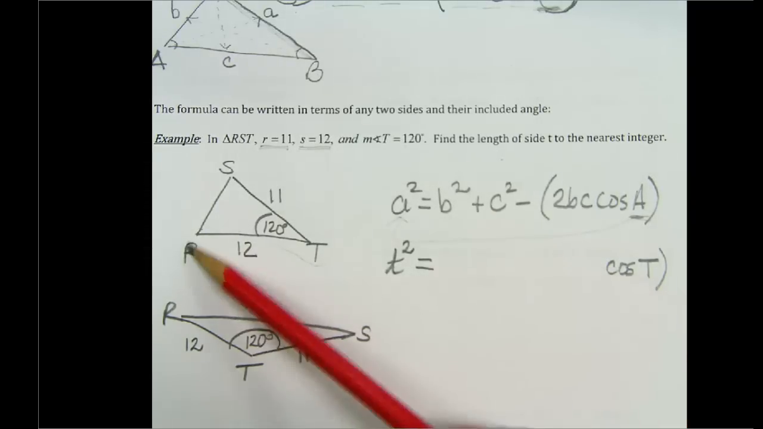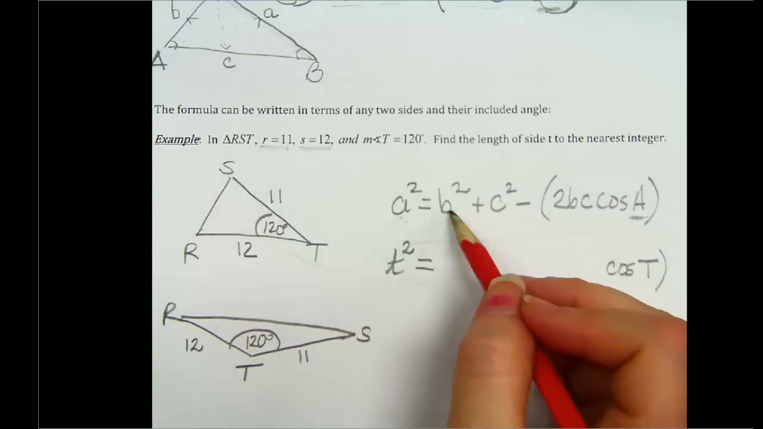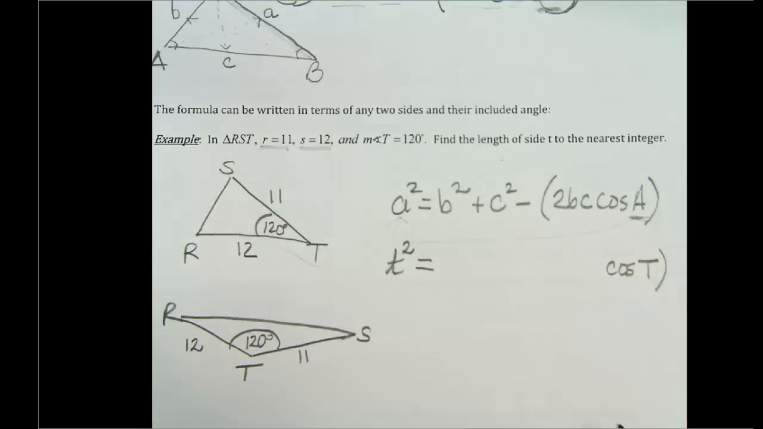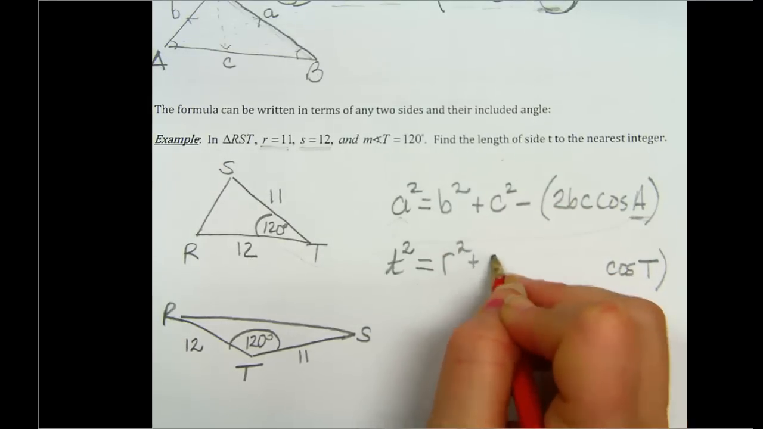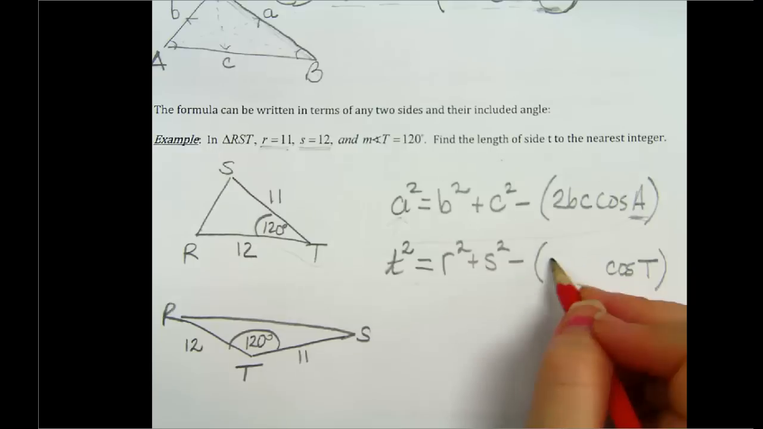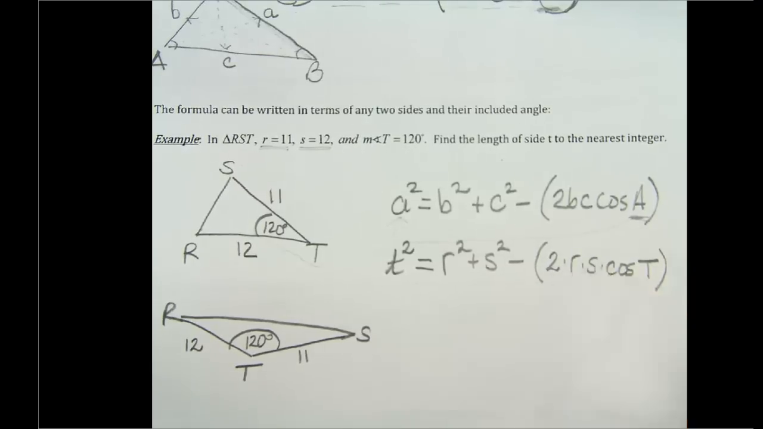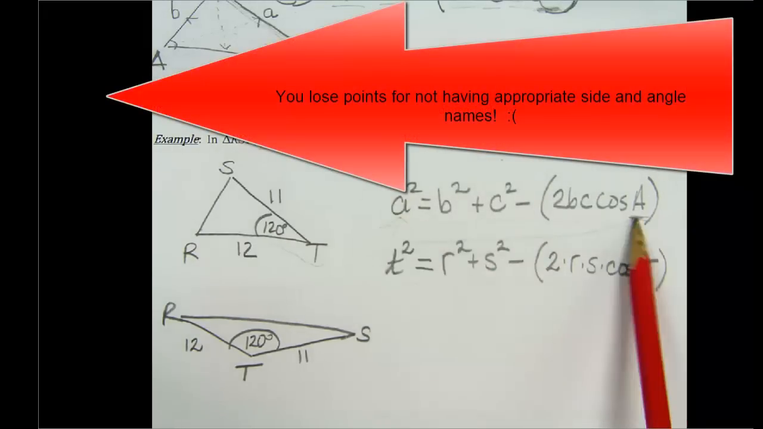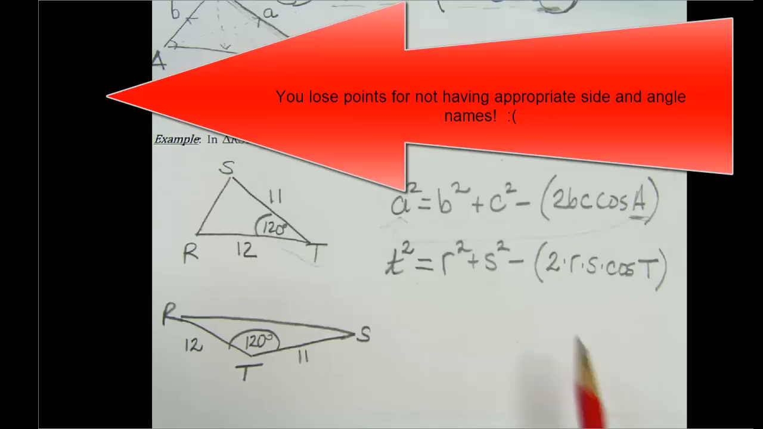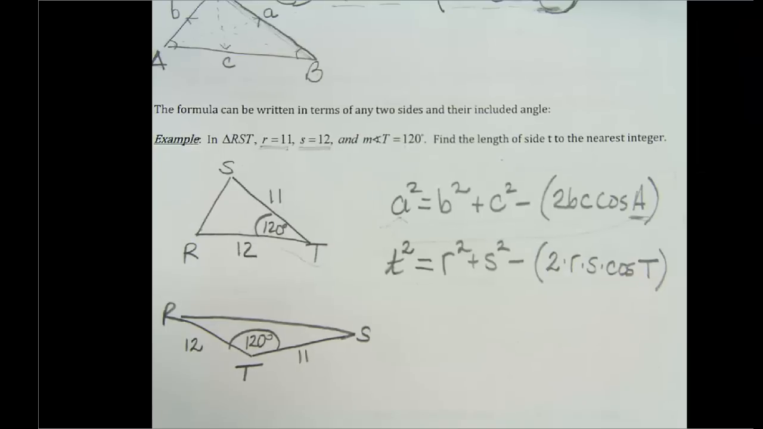The other side names are r and s, so that's how I'll replace b and c with r and s consistently through the formula. So t squared equals r squared plus s squared minus parentheses 2 times r times s times cosine T. So the Regents reference sheet gives you one version of the law of cosines. You need to be able to replace it with the appropriate variable names and rearrange it as necessary to help you solve a problem. So once you've figured all of that out, the rest of this is just plugging in numbers and using your Inspire to get an answer.